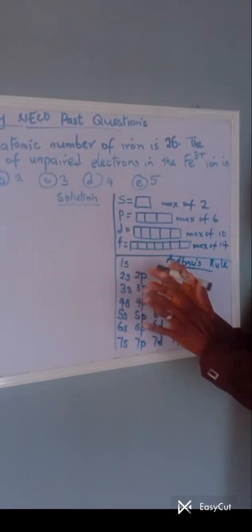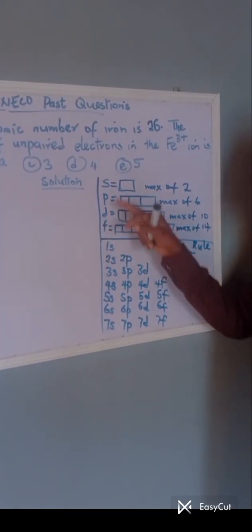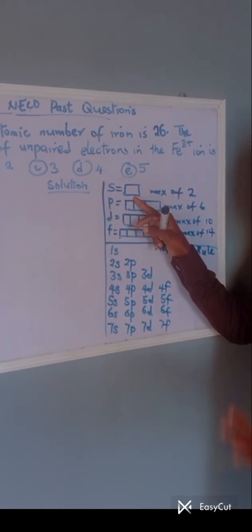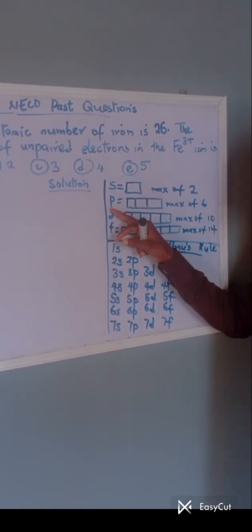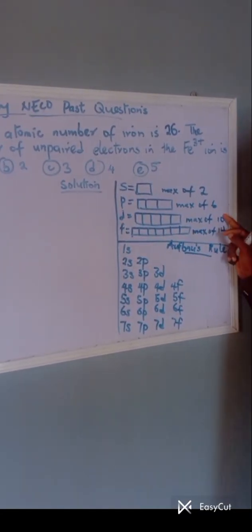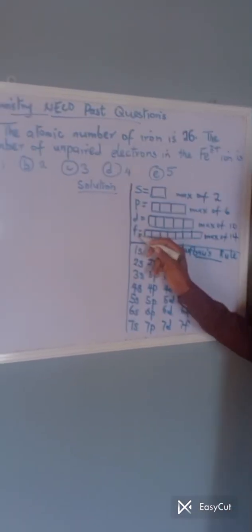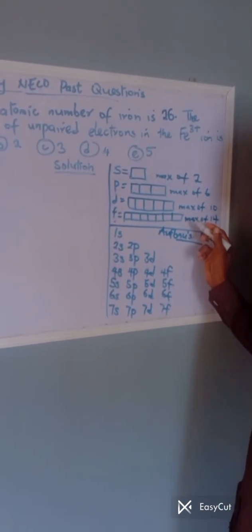Now there are a few hints I've dropped on the board to help us understand and solve this question very easily. The first of all is that we have four orbitals. The s orbital will be presented with a single box and it takes a maximum of two electrons. The p orbital has three boxes and a maximum of six. The d orbital takes five boxes and a maximum of 10 electrons. And of course, the f orbital has seven compartments and takes a maximum of 14.